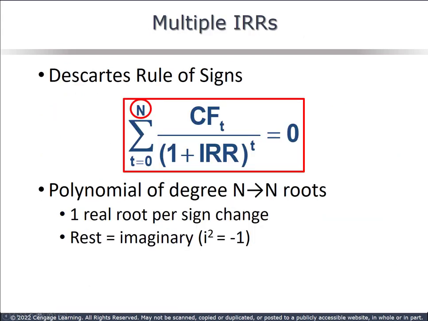In solving for IRR, we're solving for the root of an n-degree polynomial. Descartes' rule of signs says that there will be one real root for each sign change, with the remaining roots imaginary. For a project with non-normal cash flows, that means for each sign change, you can get a real solution to internal rate of return.